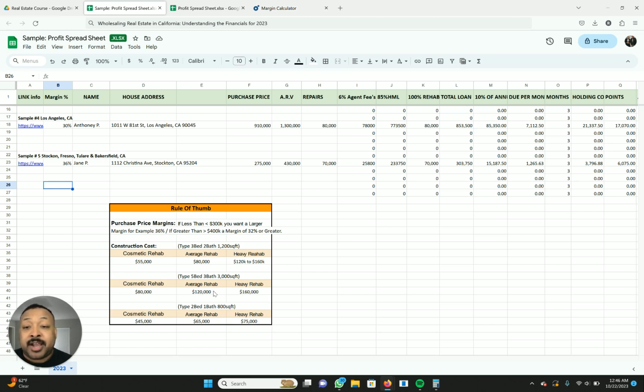And then I have a two bedroom, which is going to be a lot smaller. A two bedroom, one bath, around 800 square feet. Usually these cosmetic rehabs go for around 45,000, and an average rehab's around 65,000, and a heavy rehab's around 70,000.